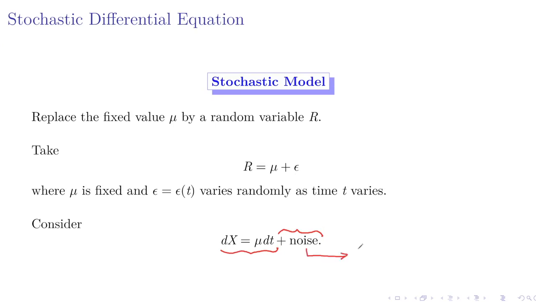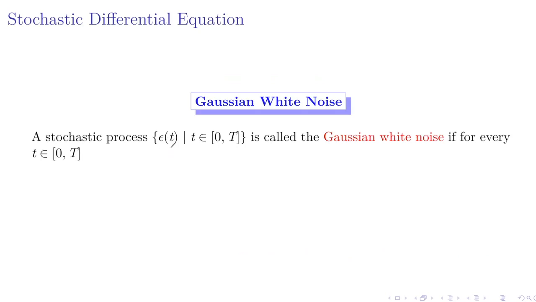The main idea is to look for the noise as a Gaussian white noise. Let us give a definition of Gaussian white noise. A stochastic process epsilon t, where t varies in the interval 0 to capital T, is called a Gaussian white noise if for every t in the interval 0 to capital T, epsilon satisfies the following three conditions. One is that for every t, the corresponding random variable epsilon t is normally distributed with mean 0 and standard deviation sigma epsilon for some constant sigma epsilon greater than 0.